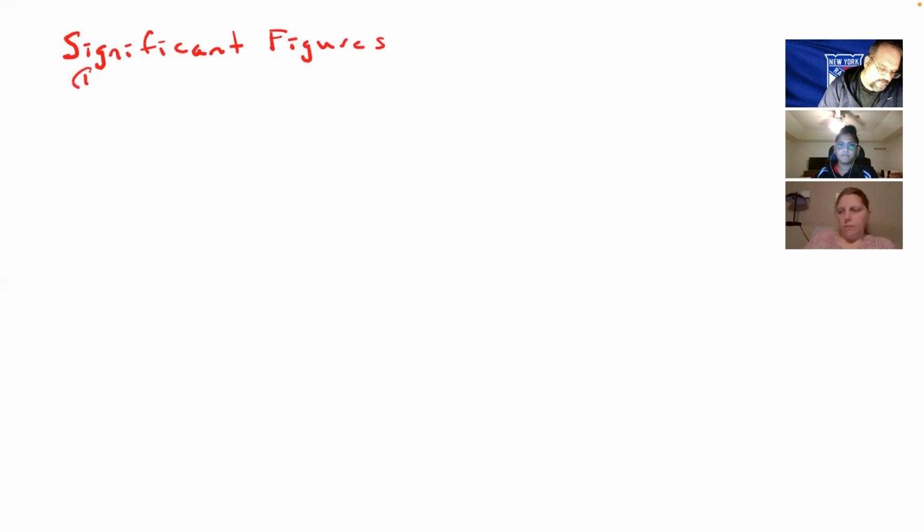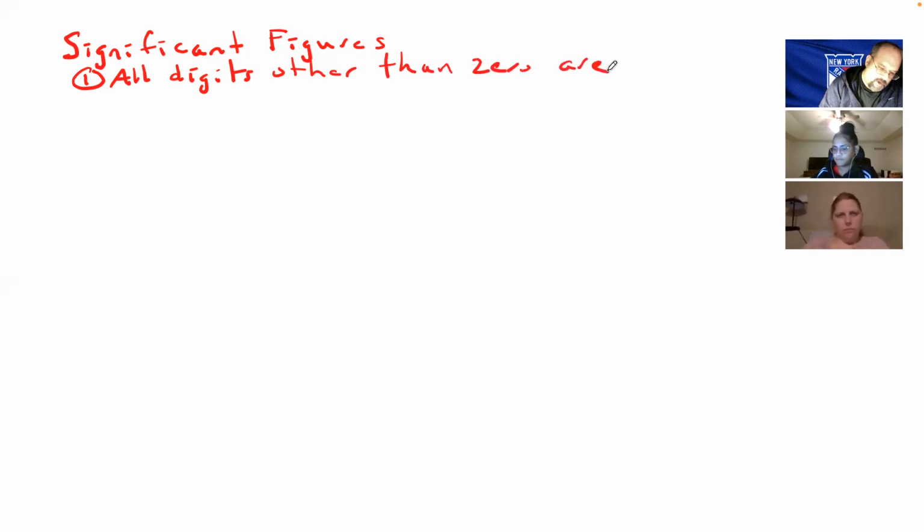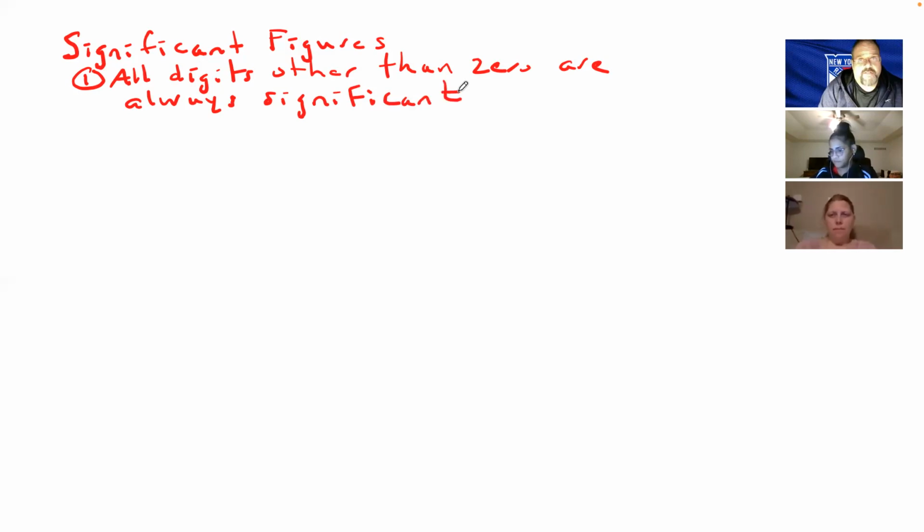Because really the first rule of significant figures is that all digits other than 0 are always significant. So basically 1 through 9, no matter where they are in the number, before the decimal point or after the decimal point, are always going to be significant. So what it really comes down to is the zeros.